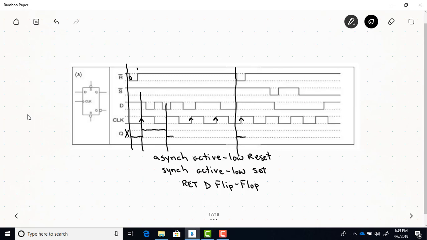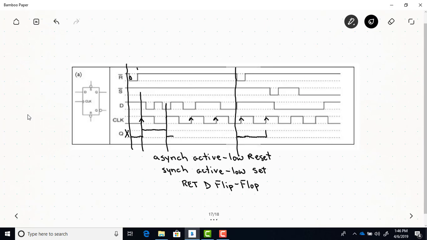Let's see, our next rising edge is right there. And at this time, D is equal to 1, and we're not resetting any longer, so the output will go high here. Okay, so now, here's the first time that our set input is activated. Our active low set is activated. So it goes low right here.